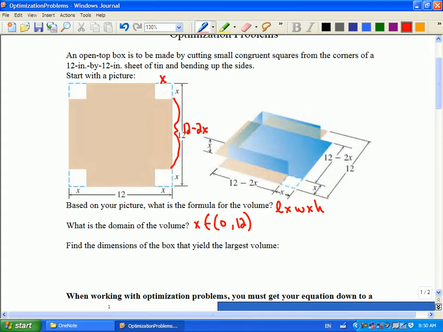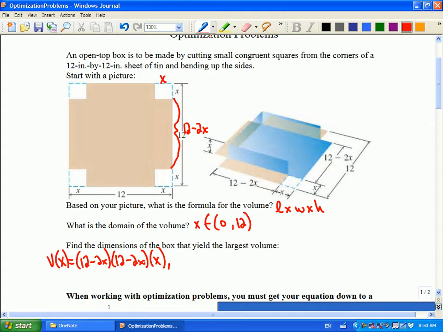Yeah, you have to visualize it. When you fold this up, x is going to be the height. So if I gave you a function, it would look like this: 12 minus 2x, 12 minus 2x, and then the height is x. So I'll rewrite this as my volume function for x is this.